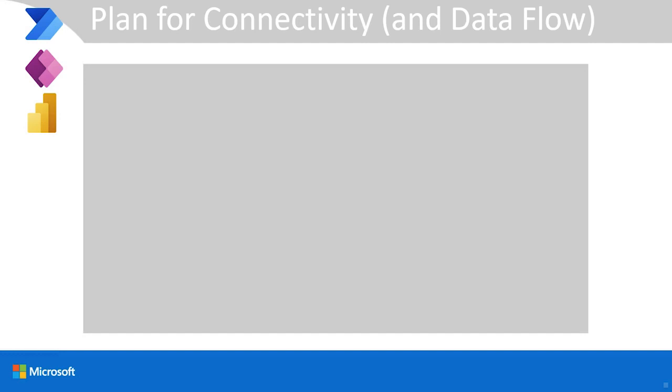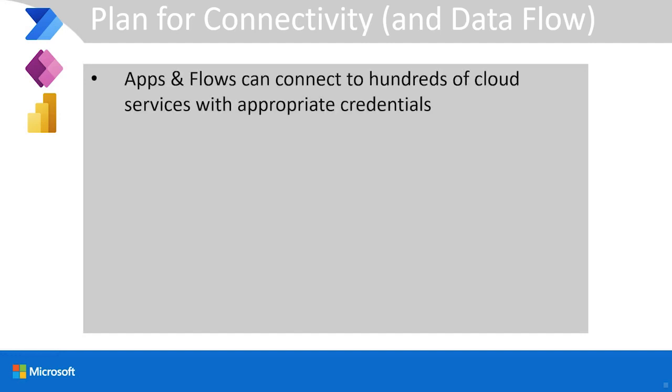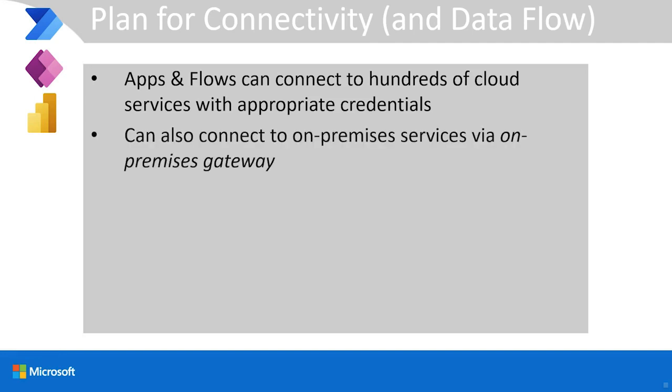Generally, Power Apps and Power Automate flows will connect to external services. Apps and flows can connect to hundreds of cloud services with the appropriate credentials, and no further configuration will be required. If you want to connect to on-premises services, such as in-house databases or other on-prem applications, that's possible, but it requires the deployment of an on-premises gateway, which is a small piece of software that uses the Azure Service Bus to bridge between your on-prem resources and the Microsoft Cloud.